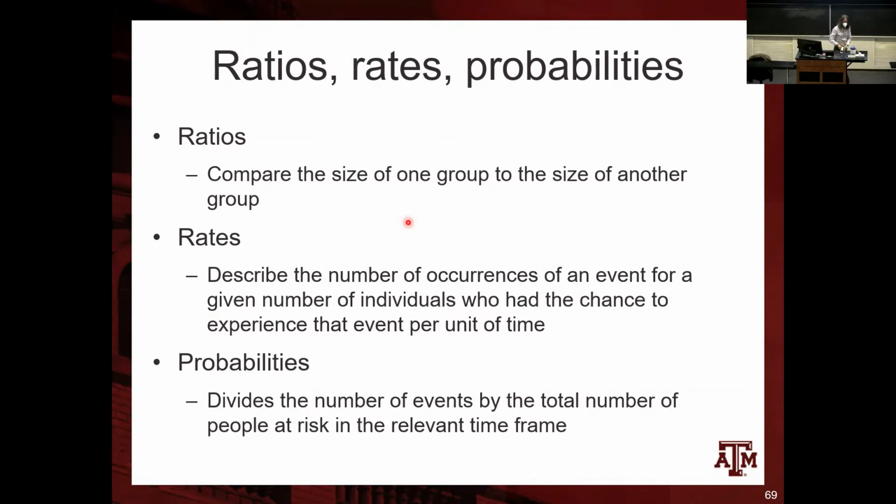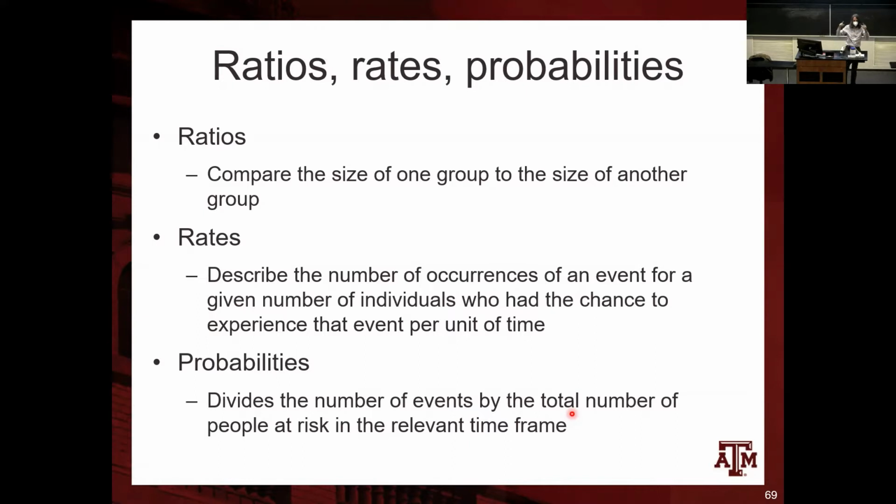The probability is a little bit different from the rate because the denominator gets the population at the beginning of the period, and divides the number of events by the total number of people at risk in the relevant time frame. So if I'm trying to calculate the mortality probability for a specific population, I get the population in January in that specific country in a specific year, and put that in my denominator. And the numerator is the same as for the rate: the number of people who died in that specific year.